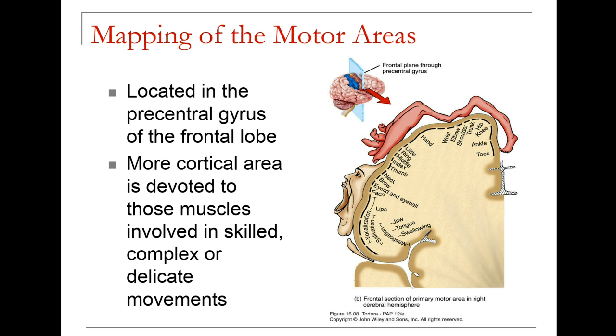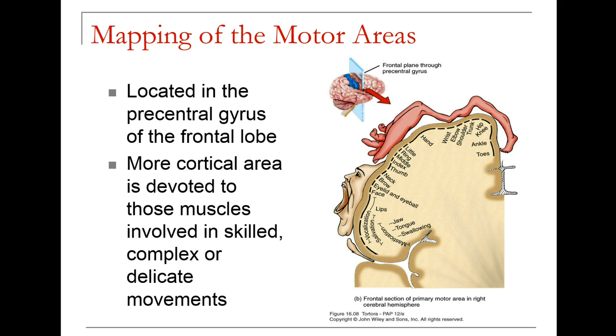So this is the primary somatosensory motor area. It's located in the precentral gyrus. So once again, take a look at the frontal plane. You can see that this is a cut all along the precentral gyrus.